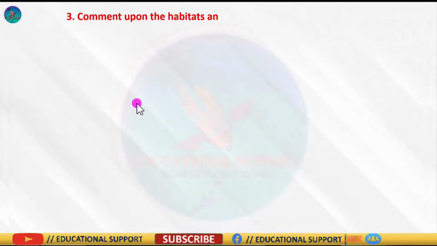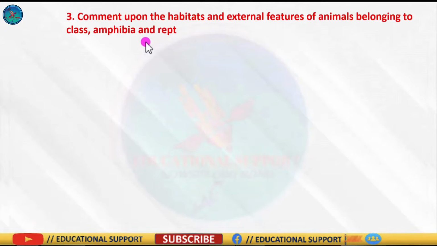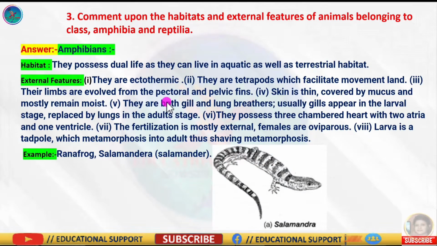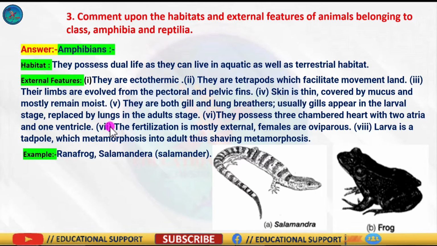Question number 3 is, comment upon the habitats and external features of animals belonging to class Amphibia and Reptilia. So, Amphibia, they live in fresh water and marine water. They can also live on land. So, external features are, their body is divided into head and trunk, tail may be present in some, skin is moist and has no scales, eyes have eyelids, and for example, frog, toad, salamanders, etc.